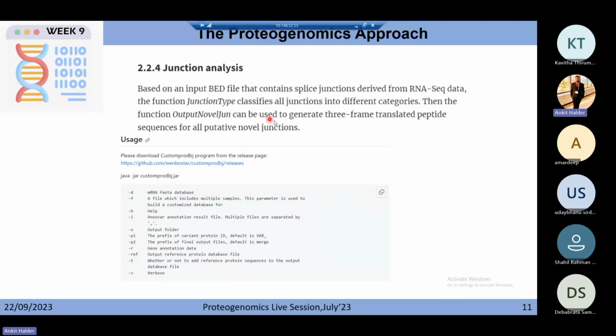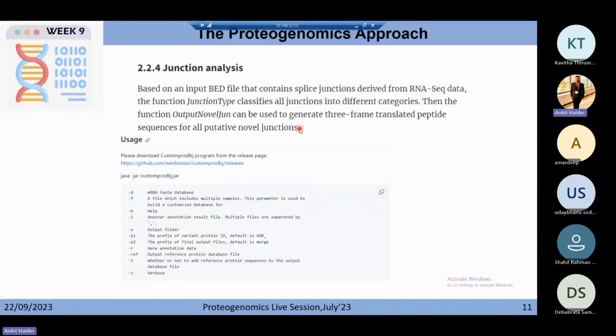So three frame translated for all putative novel junctions. So what happens in the RNA seq, if you can understand, is that whenever a mutation happens, sometimes there's a fusion, and a novel exon sequence is generated as a result of that. So that exon sequence was supposed to end where it should have ended, but because of the fusion there is a novel exon sequence. I am hopeful that you all are able to visualize and imagine that part.